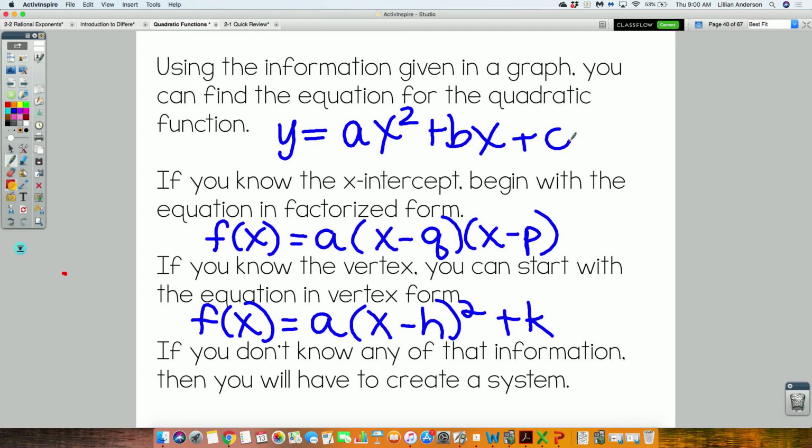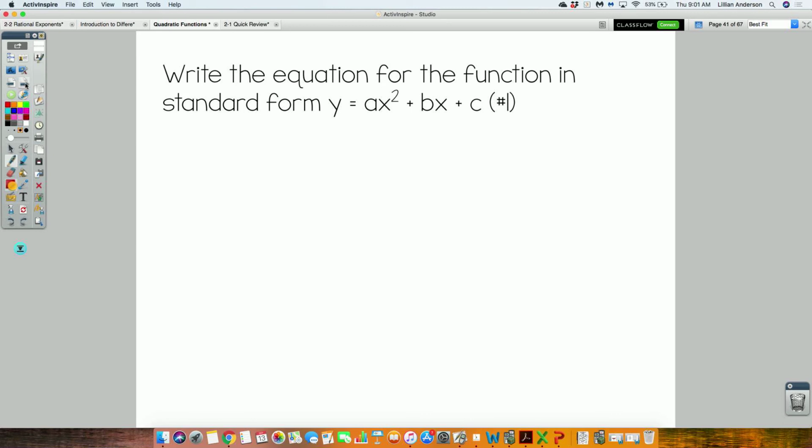So, everybody has the worksheet 2J, right? We're going to look at a few together as a class, and then I'm going to leave you guys to do the remainder on your own. Okay? And we're going to start by looking at number 1.